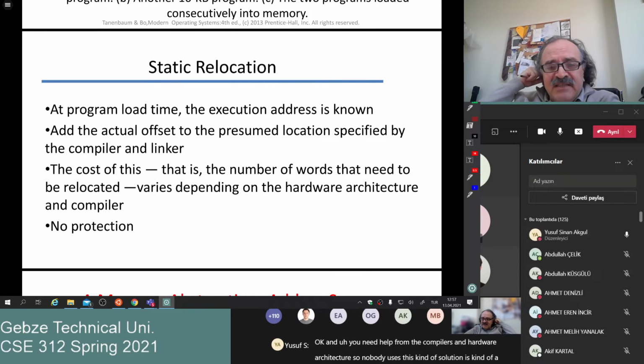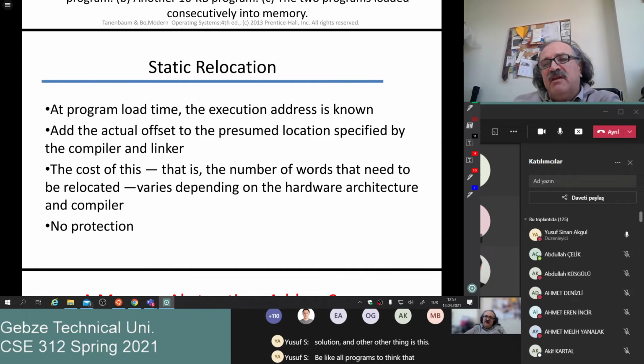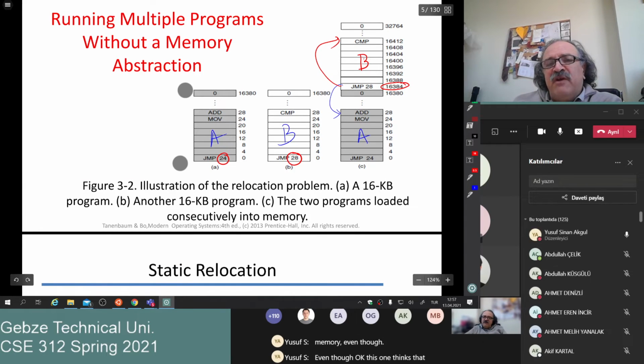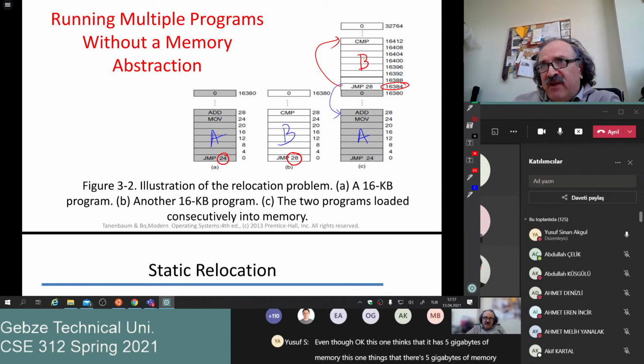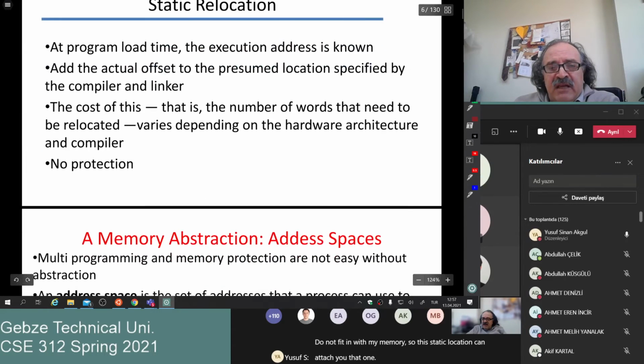And the other thing is this: we like our programs to think that they have a very large memory. This one thinks that it has 5 gigabytes of memory. This one thinks that it has 5 gigabytes of memory. Another one thinks that it has 5 gigabytes of memory, but in total I don't have 15 gigabytes of physical memory. I have only 8. So I would like my processes to think that they have 5 gigabytes of memory, even though the total of them will not fit into my memory. So static relocation cannot achieve that, and I would like to achieve that too.